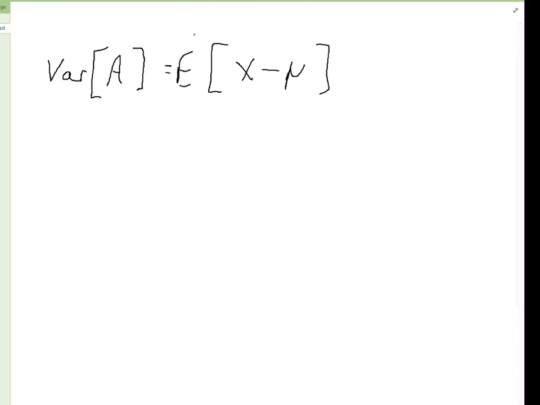So to get an idea of how far we expect to be from the mean, to give us an idea of the spread we're going to get in these values, we do this and we square it. Now what we can do with this is the part inside, before we calculate the expected value, you can just multiply this out. So it's the expected value of x squared minus 2 times mu times x plus mu squared.